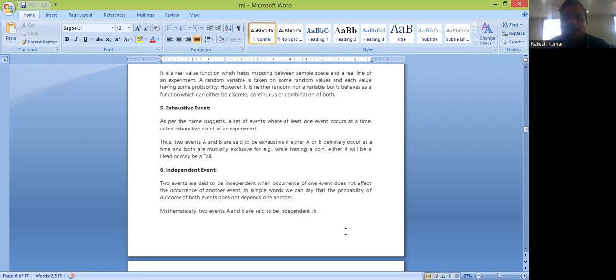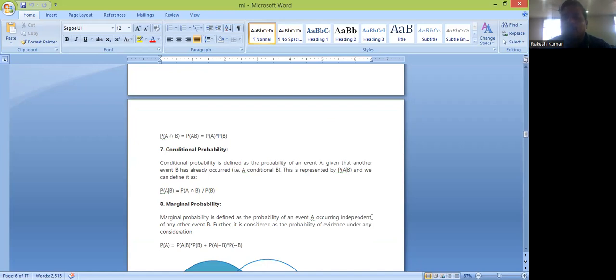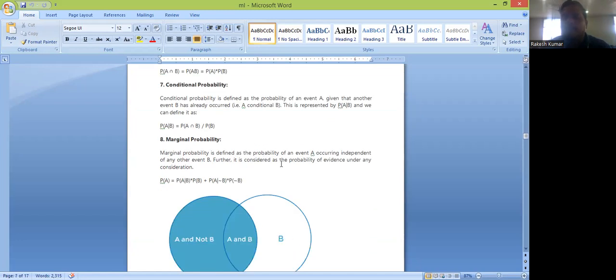So here we have an independent event. Two events are said to be independent when the occurrence of one event does not affect the occurrence of another event. In simple words, the probability outcome of an event does not depend on another one. P of A intersection B equals P of A into P of B.